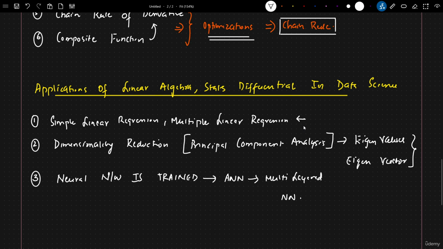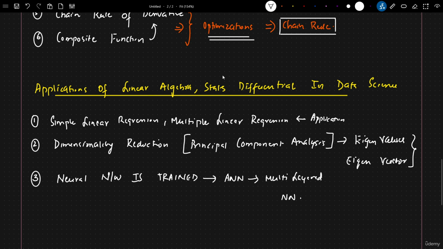Here, theoretical intuition and application will be the main focus, right? And here also you'll be able to see that differential calculus will be used, linear algebra will be used, and in some parts stats will be used, right? Here a lot of linear algebra will be used, and statistics will also be used, right?